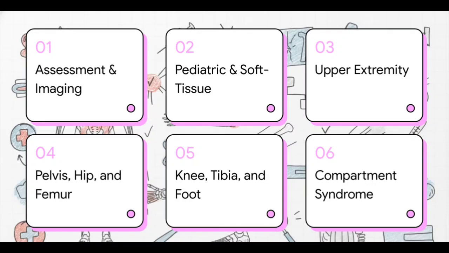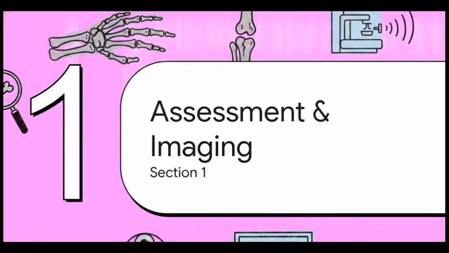Six key areas on the agenda today: assessment and radiologic imaging, pediatric and soft tissue principles, upper extremity trauma management, the pelvis, hip, and femur, then dropping down to the knee, tibia, and foot, and wrapping up with recognizing acute compartment syndrome. Section 1. Assessment and radiologic imaging.